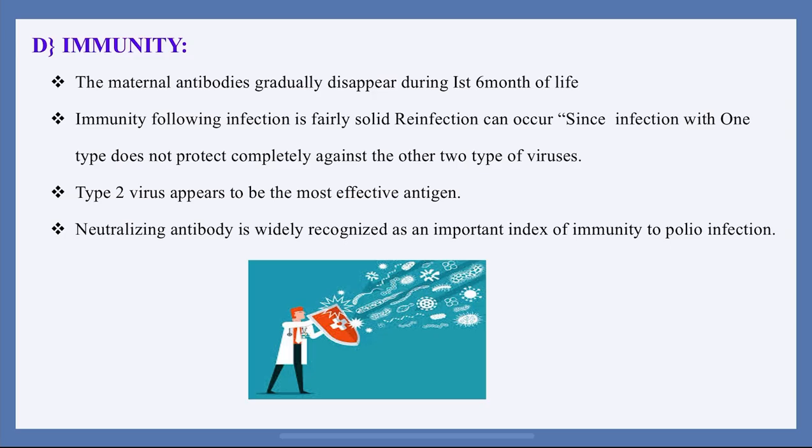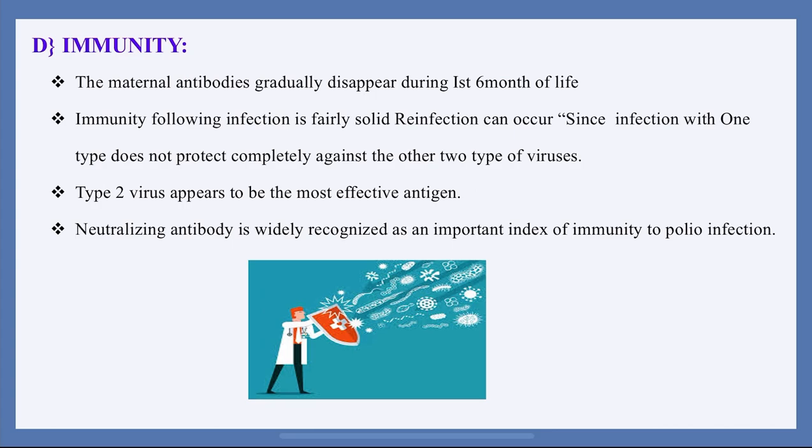Moving further to immunity. The maternal antibodies gradually disappear during the first 6 months of life. So we are going to discuss immunity now, how the body fights against the virus. We saw that the vulnerable age is 6 months to 3 years. Prior to 6 months there are fewer chances because the maternal antibodies will be present, protecting the baby against polio. But once the baby crosses 6 months, the maternal antibodies gradually disappear.